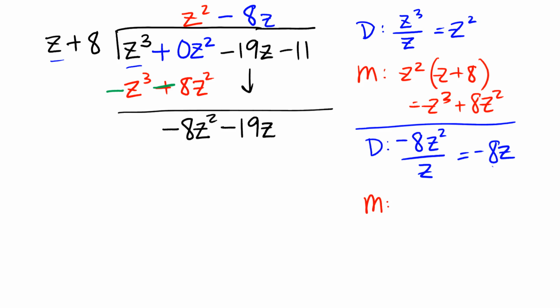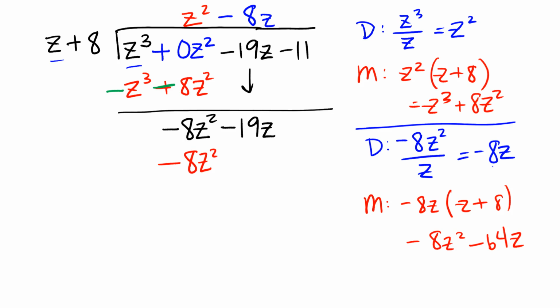That's the point. Let's multiply 8z, z plus 8, negative 8z squared as we needed, minus 64z. I almost wrote 16 just to continue how crazy this day has been. So we get negative 8z squared minus 64z.